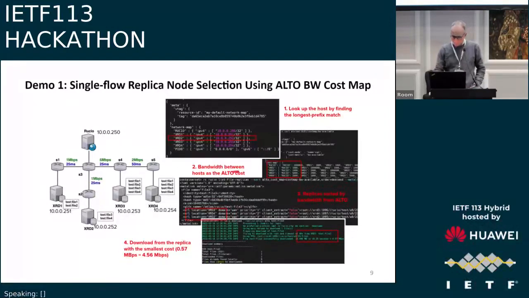In this case, what you see is step 1, look up the host by finding the longest prefix match. Step 2, bandwidth between hosts as the Alto host cost. So you query the Alto and you get the bandwidth cost map for each of the endpoints you can choose from. Step 3, you get the replicas back from the Alto service ordered by the bandwidth availability. Suppose you want to choose the highest bandwidth because you want to minimize download time. And then step 4, you choose the replica, you choose where to get it from, and you actually can get an estimate of the throughput from the system.